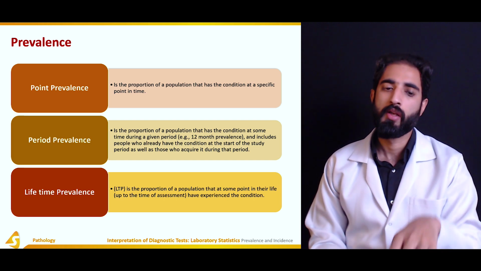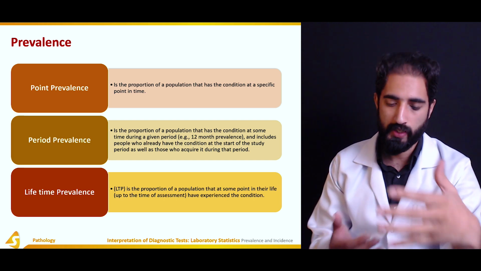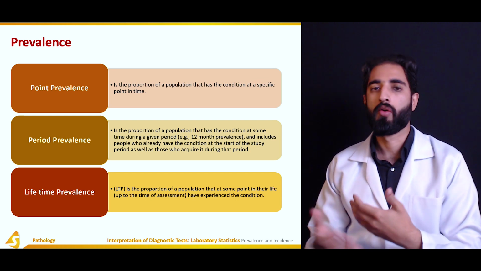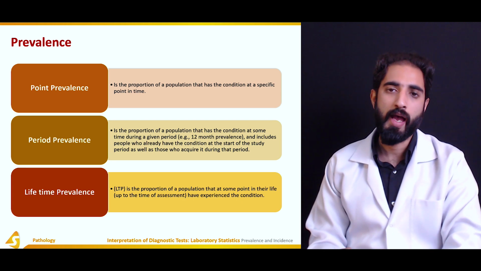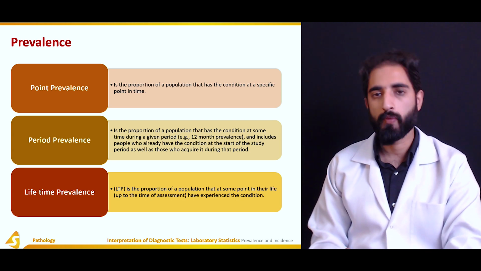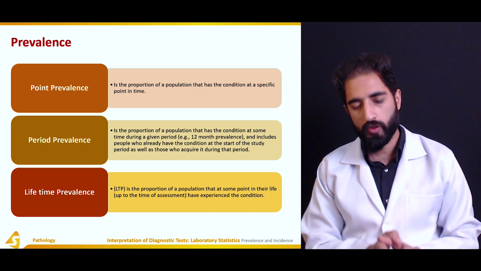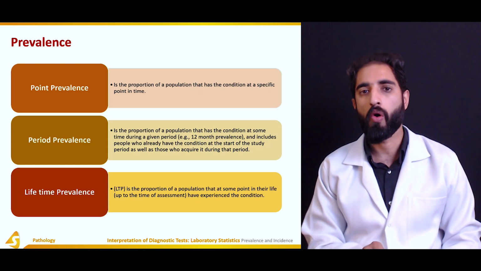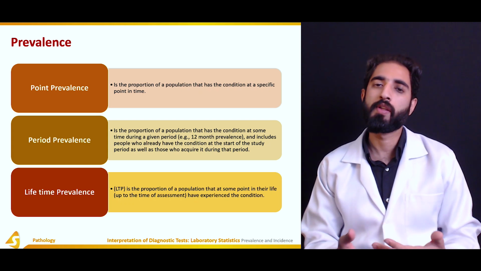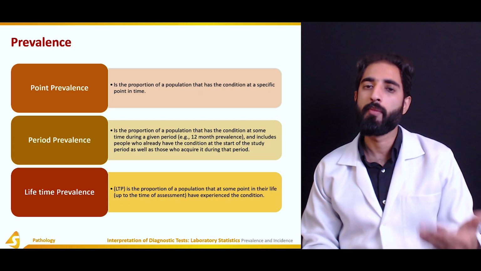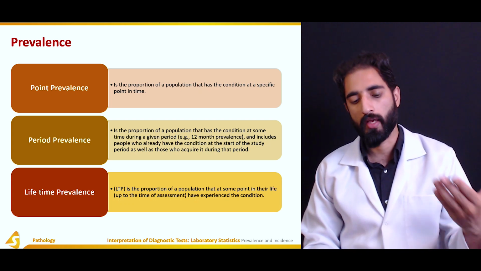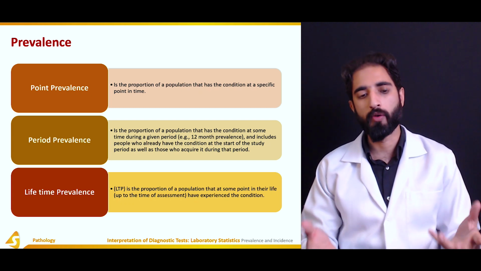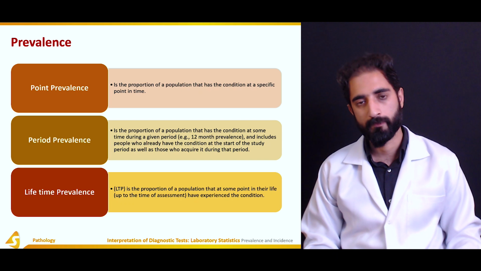So, for example, we go to a population at a specific point in time and we look at how many individuals had that specific kind of disease. So, it would not only incorporate those people who had that specific disease at the time of the study, but also those people who may not have the disease at that time, but they may have had that disorder in the previous 12 months per se. So that would be an example of period prevalence.